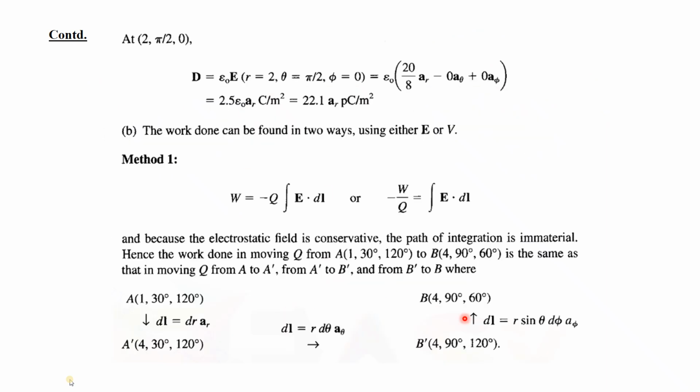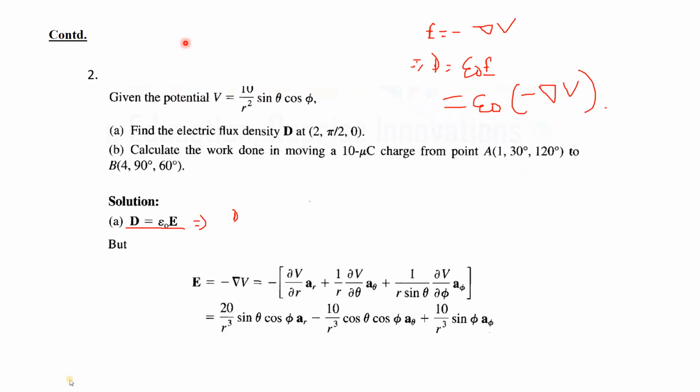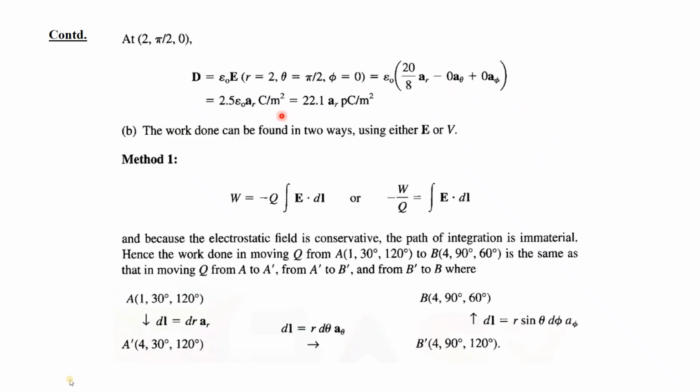You will put the values of V and differentiate, and we will get this equation. Now, at a particular point, since we have the values of r, theta, phi, we will put those values over here, because electric field intensity is a vector. But if you want to find a particular vector at a particular point, then you have to put those values. If you put these values and multiply with epsilon naught, then you get this answer.